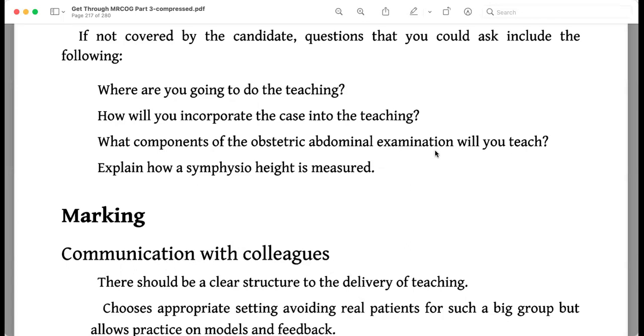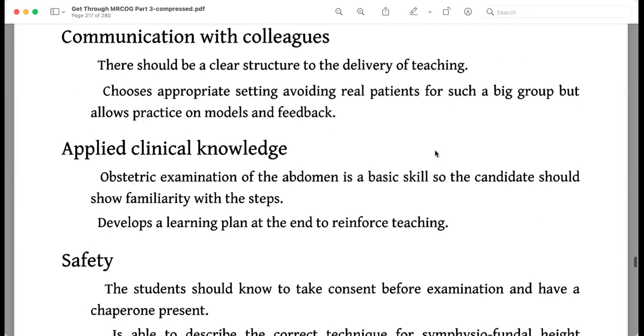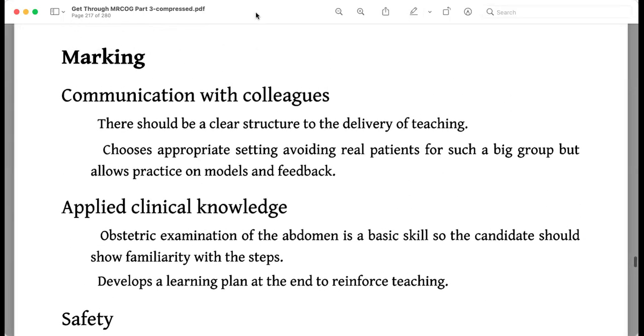Explain how a symphysiofundal height is measured. So for the point of the examination, I will go through it now with you, but here is the marking for this station. And see, my friend, how much will you get? I need you to mark for yourself, okay?